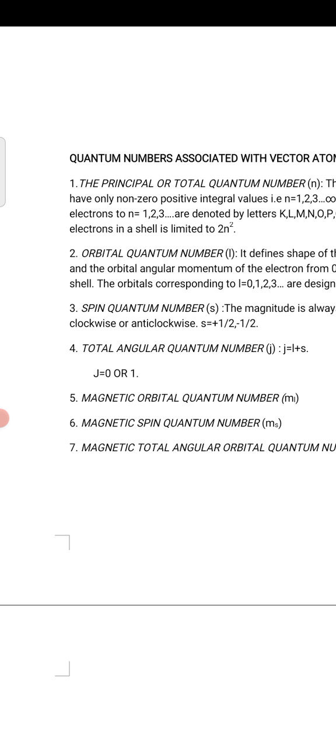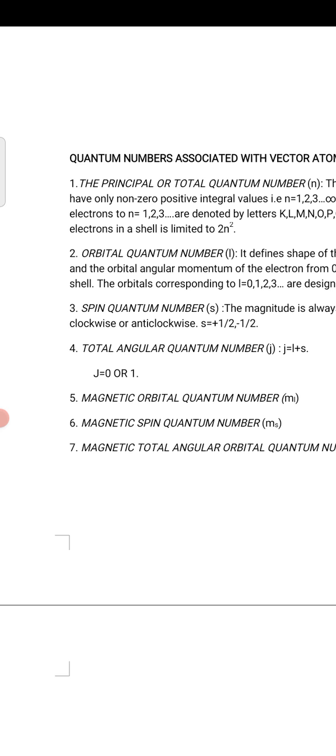Every l value except that for which l is 0 is split into two levels with different energies. This explains the fine structure of the spectral lines, although the number of lines is limited by the selection rule: delta j is equal to 0 or plus or minus 1.